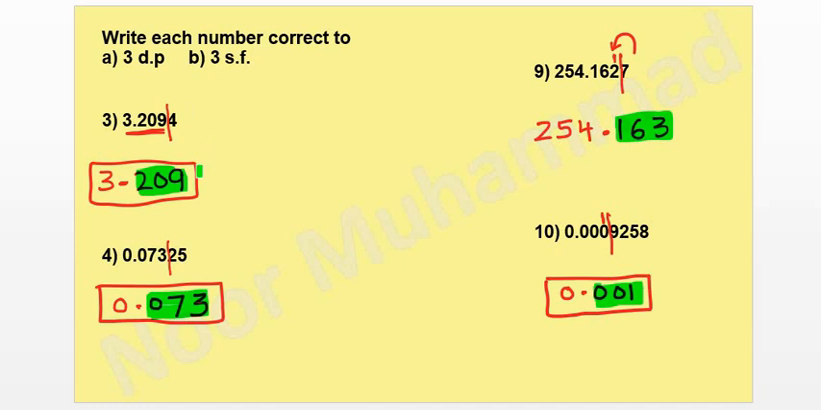That's all for the rounding of the decimal places. I will make another video to explain how we can round the numbers up to 3 significant figures.